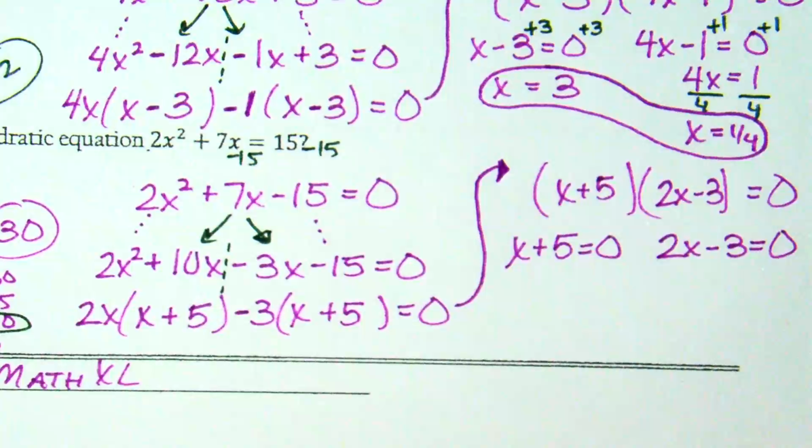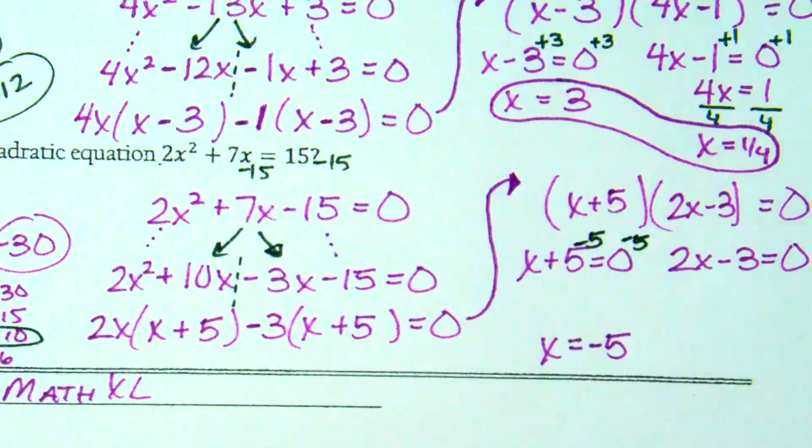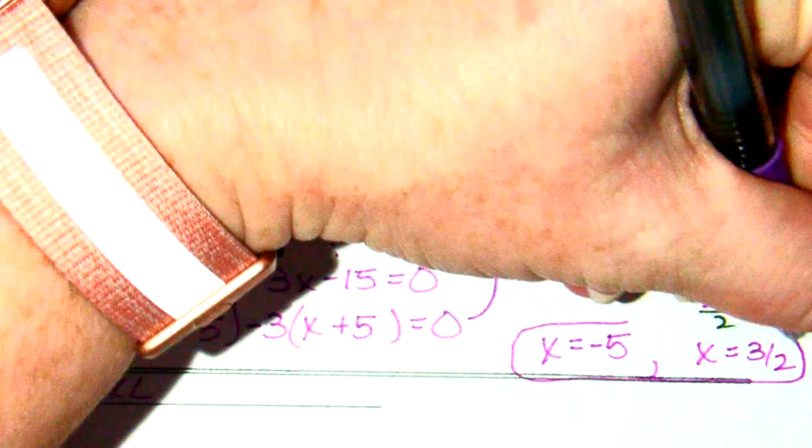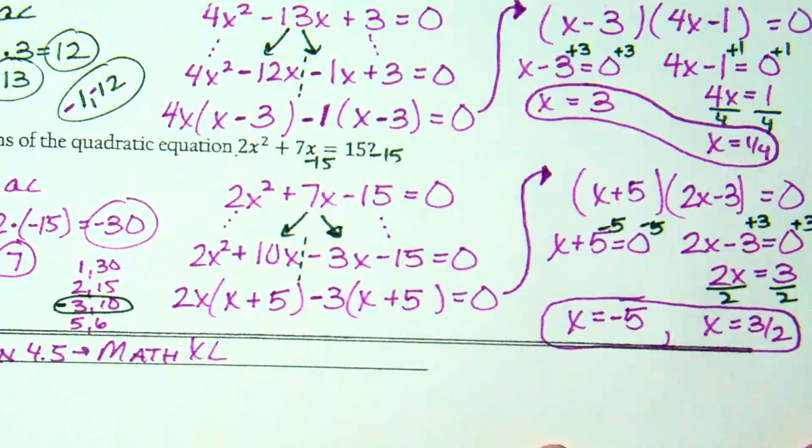If it's x plus 5, I subtract 5. X equals negative 5. If it's 2x minus 3, I'm going to add 3. 2x equals 3. And so then I'm going to divide by 2, and x is 3/2. So we have solutions of negative 5 and 3/2.